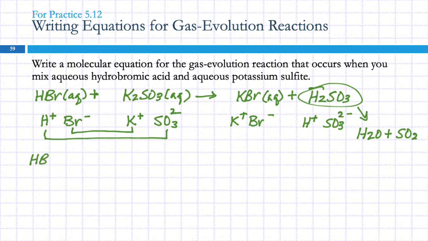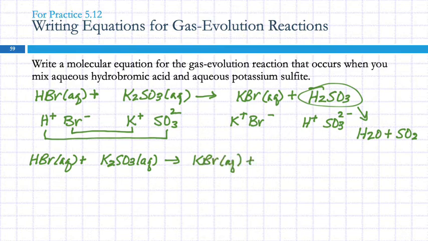So HBr plus K2SO3 is going to make KBr plus, what's the state of water at room temperature? Liquid. And SO2 is the gas. Is it balanced? No.